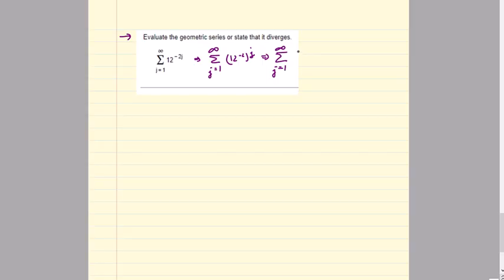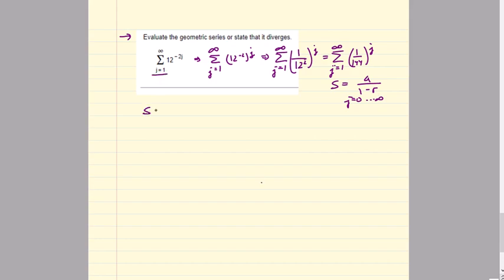So 12 to the negative 2, so that's 1 over 12 squared to the j. Well, 12 squared is 144. So this is j equals 1 to infinity, 1 over 144 quantity to the j. So again, I want j equals 1 to infinity. My series sum is a over 1 minus r. This is if j equals 0 to infinity. So what I'm going to have to do is find that and then subtract off the j equals 0 term because I have one term too many in that sum.